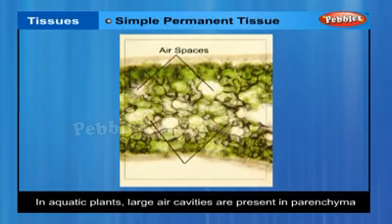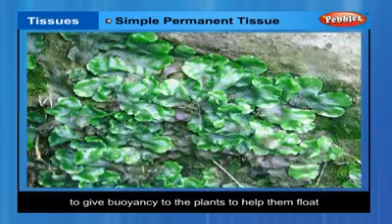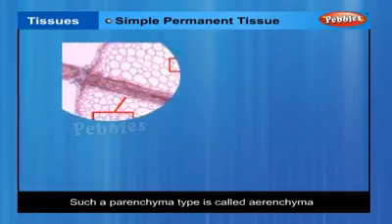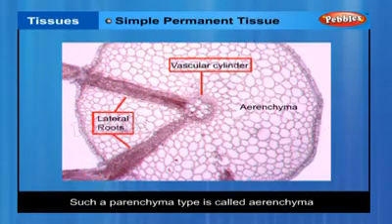In aquatic plants, large air cavities are present in parenchyma to give buoyancy to the plants to help them float. Such a parenchyma type is called aerenchyma.